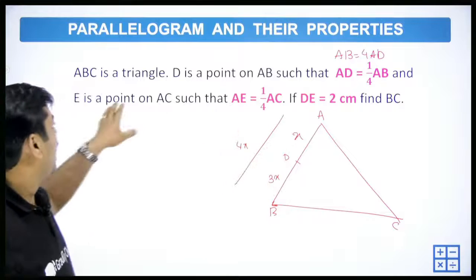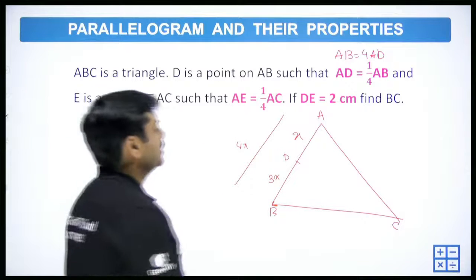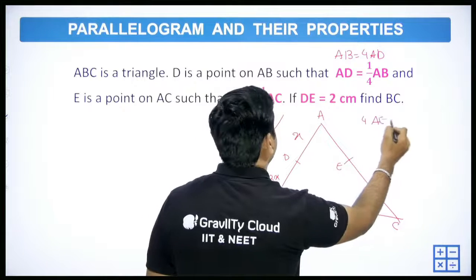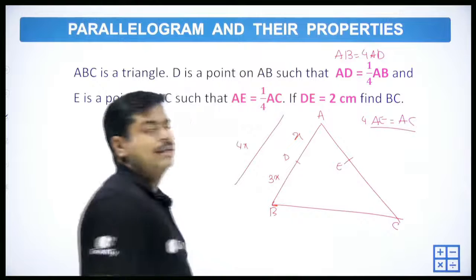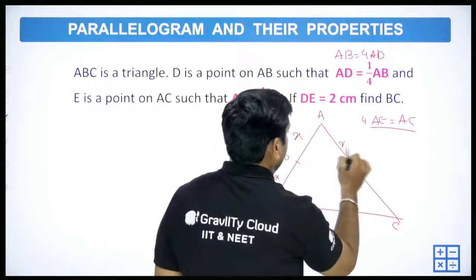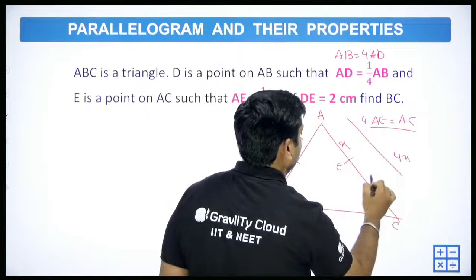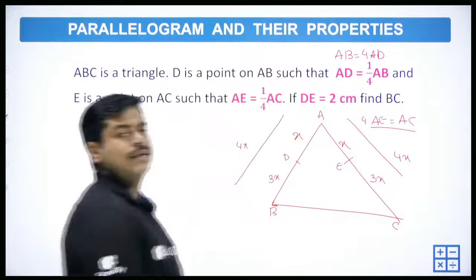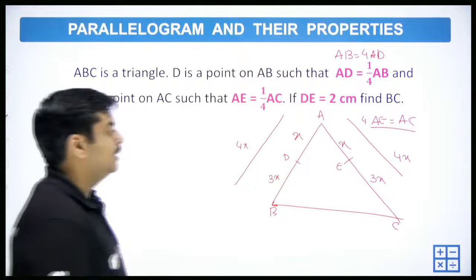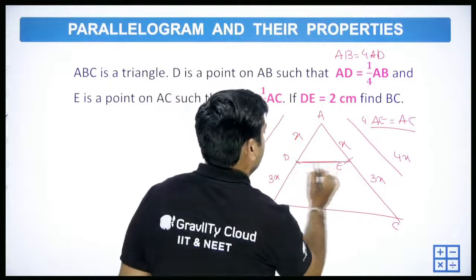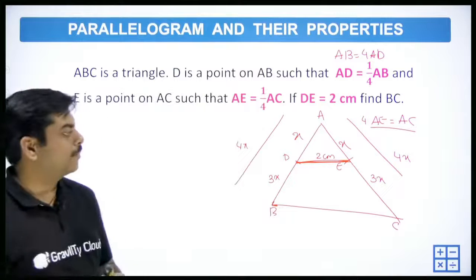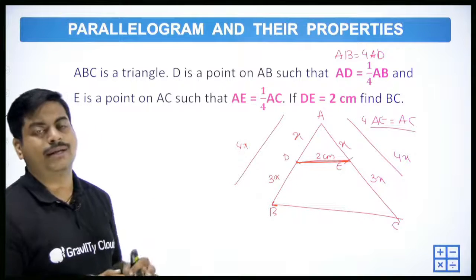The same way, E is a point on AC such that AE is equal to 1/4 AC. 4 times AE is equal to AC, right? So A is here. If AE is X, the total length will be 4X, and this will be equal to 3X. X and 3X, and the total is equal to 4X, okay? So if DE is equal to 2 centimeters, then find BC. Now carefully observe, what is the ratio in which the triangles and the sides are split?